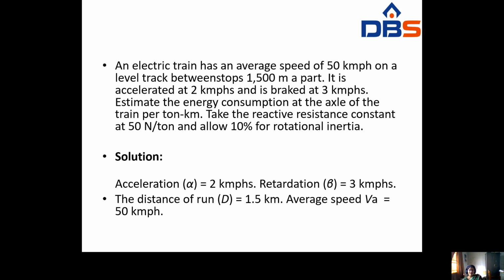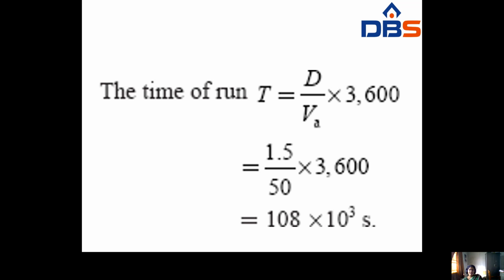And here the distance of run will be given by 1.5 kilometers. Whenever you convert 1500 meters into kilometers, it will be 1.5 kilometers. Speed VA equal to 50 kilometer per hour. So the time of the run T equal to D by VA into 3600. To convert it into seconds, you have to write 1.5 by 50 into 3600. So it becomes 108 seconds.